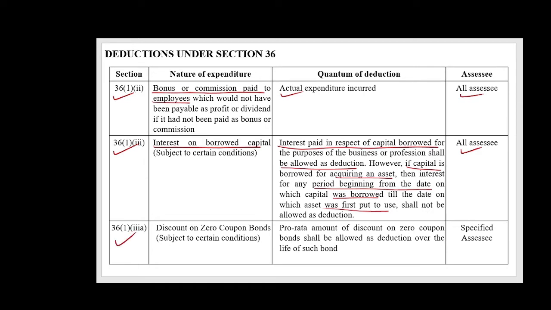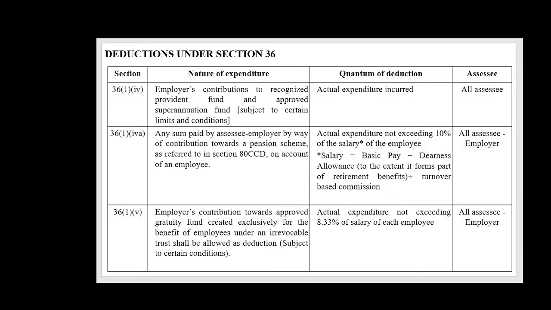Moving ahead to deduction under section 36, subsection 1, clause (iiia). This is in relation to discount on zero coupon bonds and the quantum of deduction is pro rata amount of discount on zero coupon bonds. This deduction is available over the life of such bond and this deduction is only available to specified assessees.